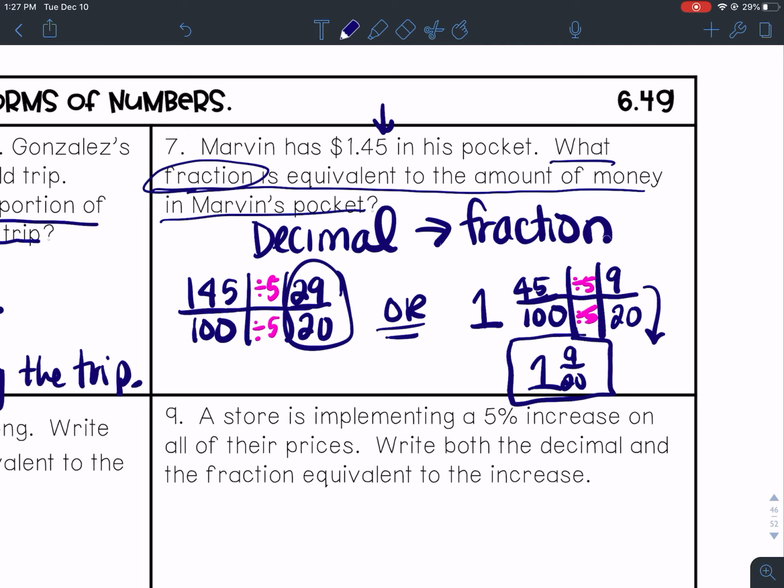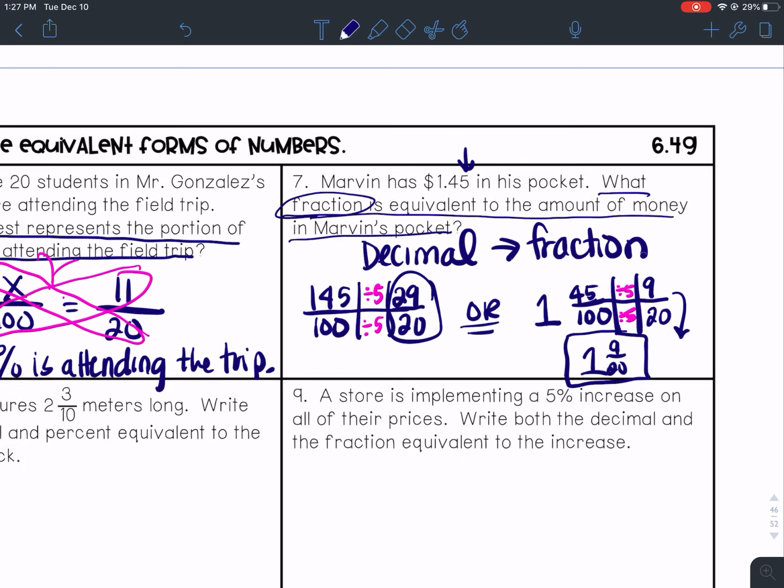Okay, these are both correct answers. Just one is written as a mixed number. The other one is written as an improper fraction. Both correct. I'll accept both answers.